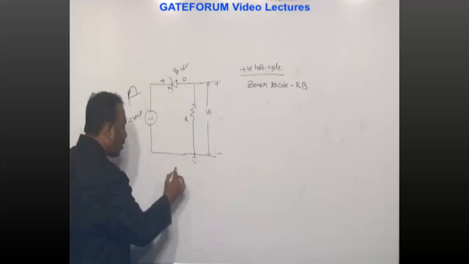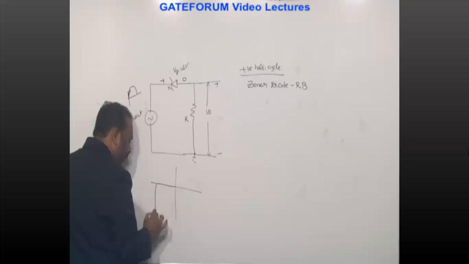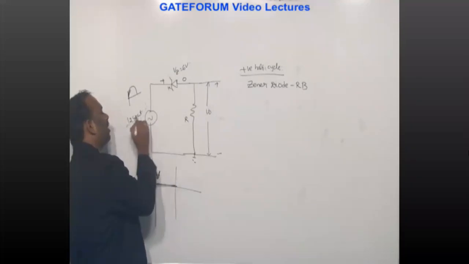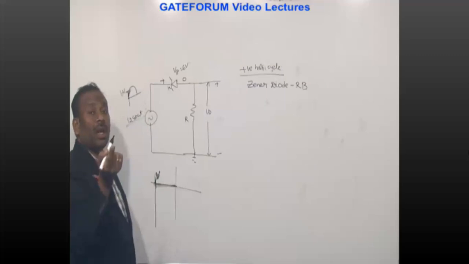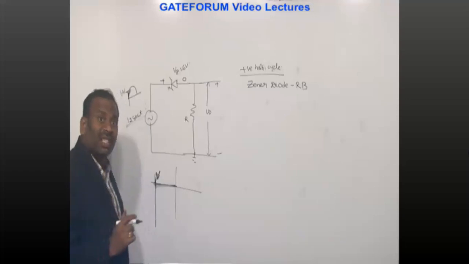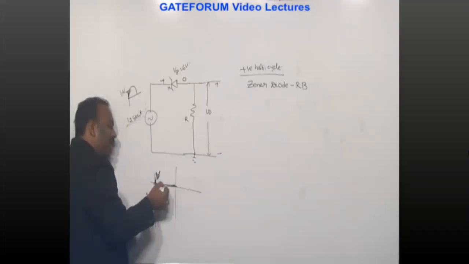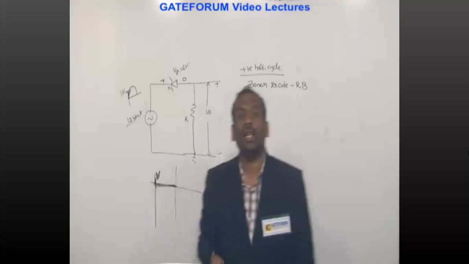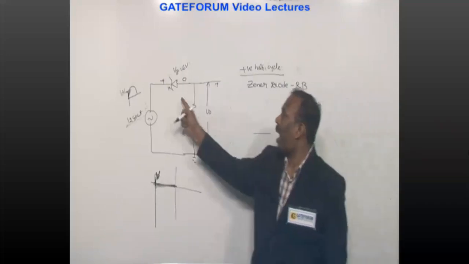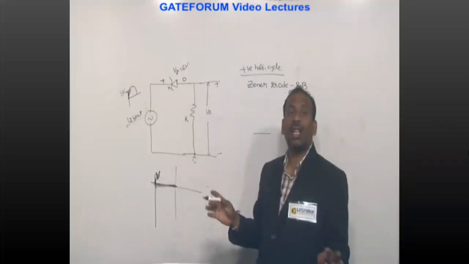This diode has a breakdown voltage of 6 volts. What is the meaning of breakdown voltage of 6 volts? Till 6 volts across the Zener diode, the current flowing through it is 0. Even though it is in reverse bias, in this region the current through the Zener diode is 0, which means V0 is 0. So up to 6 volts of input voltage, the diode acts as an open circuit.